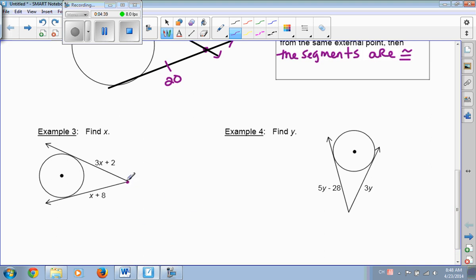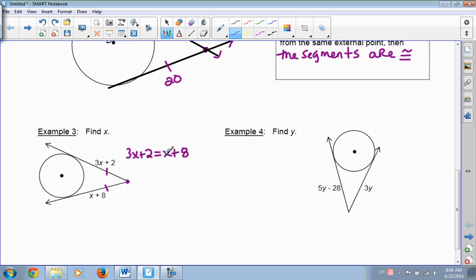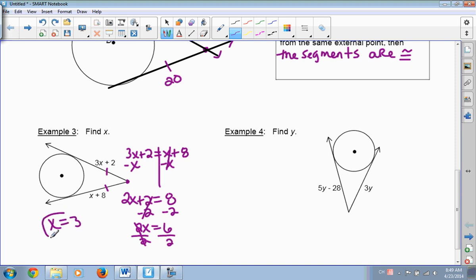So let's look at example 3. Again, we have two lines that are tangent. They go through the same external point. So we have 3x plus 2 on one of the segments and x plus 8 on the other. And we know that they are congruent to each other. So in order to find x, we would need to set them equal to each other. Subtract x from both sides. So 2x plus 2 is equal to 8. Then subtract 2 from both sides. So 2x equals 6. And our last step would be to divide both sides by 2. So 6 divided by 2, x is 3.